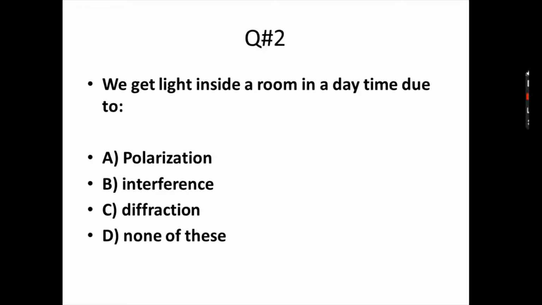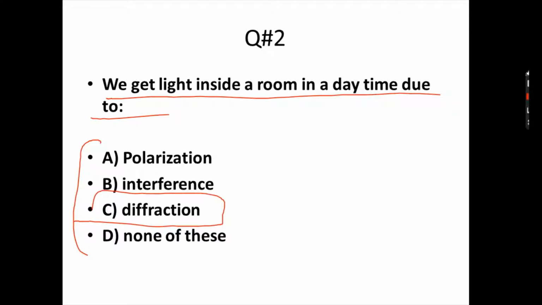We get light inside a room in a daytime due to. Options are polarization, interference, diffraction, or none of these. Diffraction phenomena is involved here. Due to diffraction phenomena, we get light inside a room in a daytime. Got it? The right answer is C.